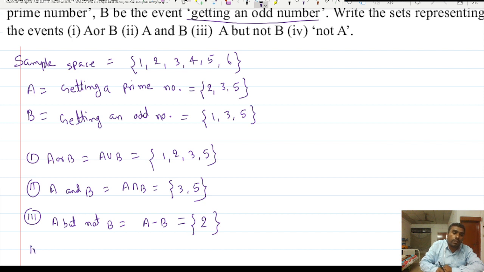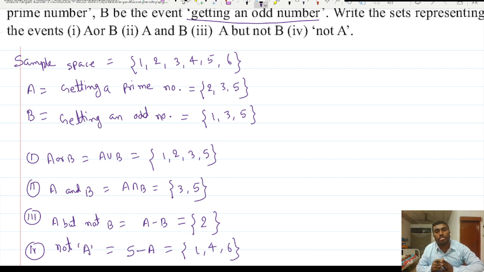Fourth, if you take here, that is not A. Not A means what? Sample space minus A, right? In the sample space you have 1, 2, 3, 4, 5, 6, and you have to subtract A, which means 2, 3, 5, you have to delete from here. So what will be left now? 1, then 4, and then 6. So this is not A.